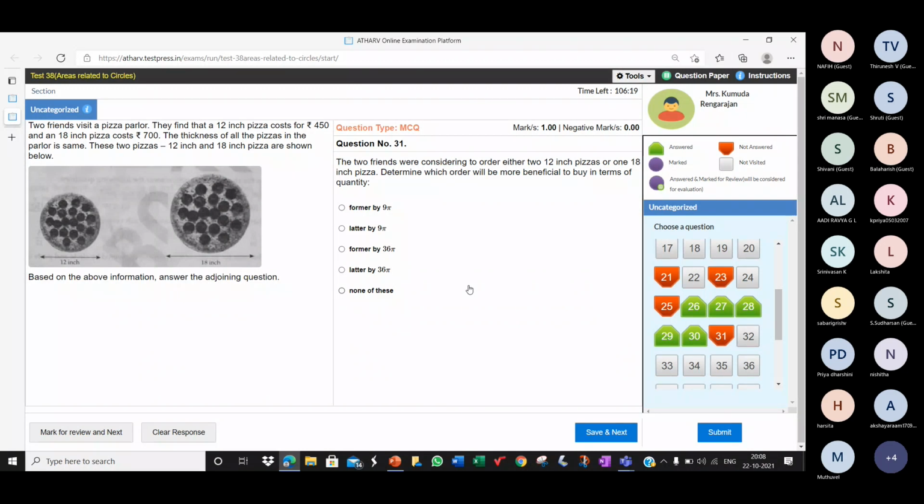So there are only two options. You either buy two of the first one or one of the second one. Which one will you buy? One of the second one has more area, 81 pi. Two of the first one has only 72 pi. 81 pi minus 72 pi, 9 pi. So you will go for the second one, latter. Latter is more beneficial by 9 pi. Latter meaning the second option. By how much is it beneficial? By 9 pi. You get 9 pi more.